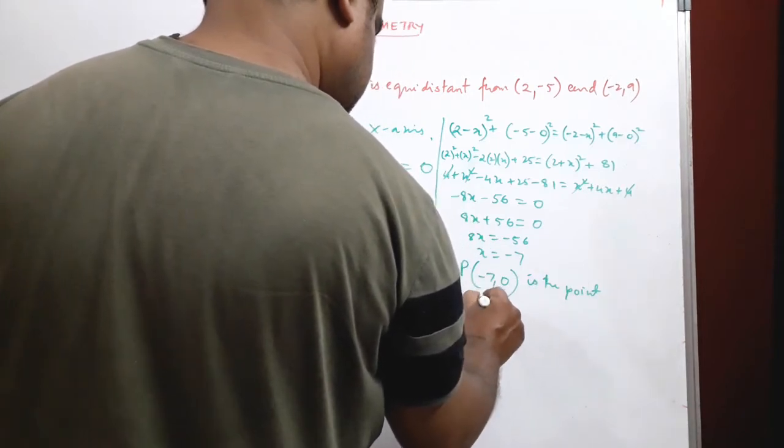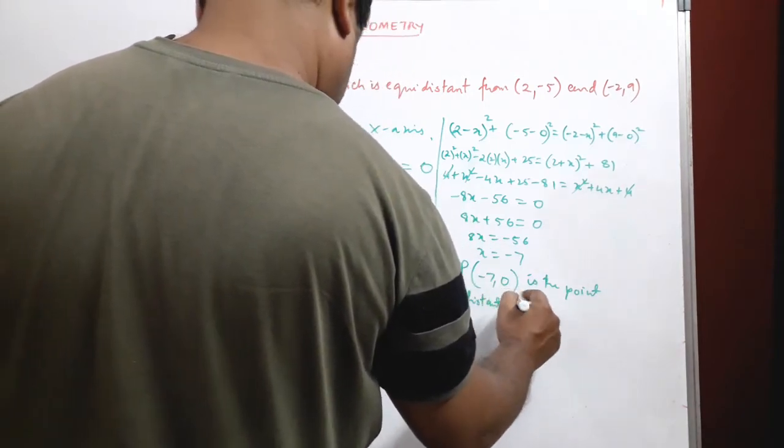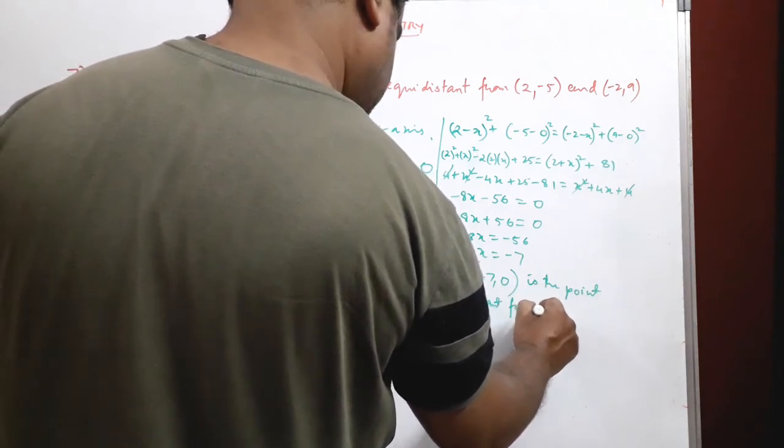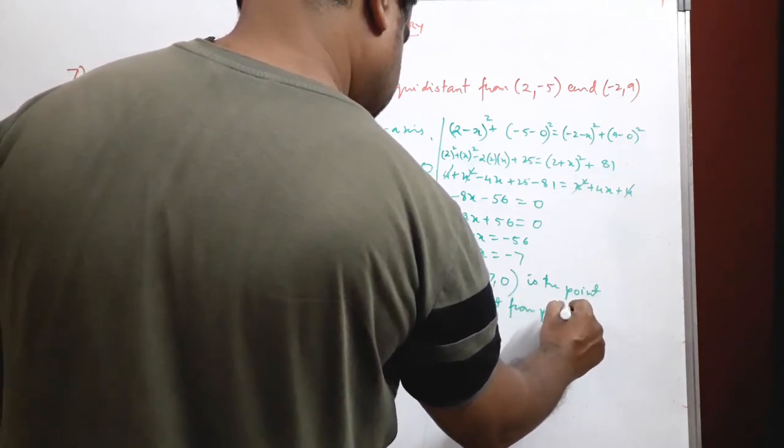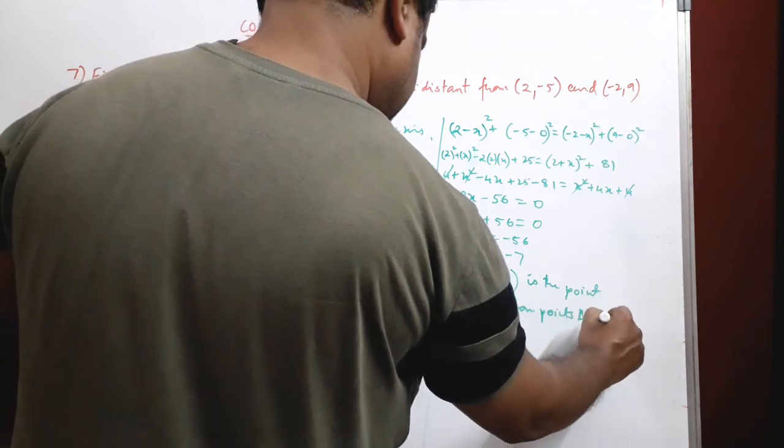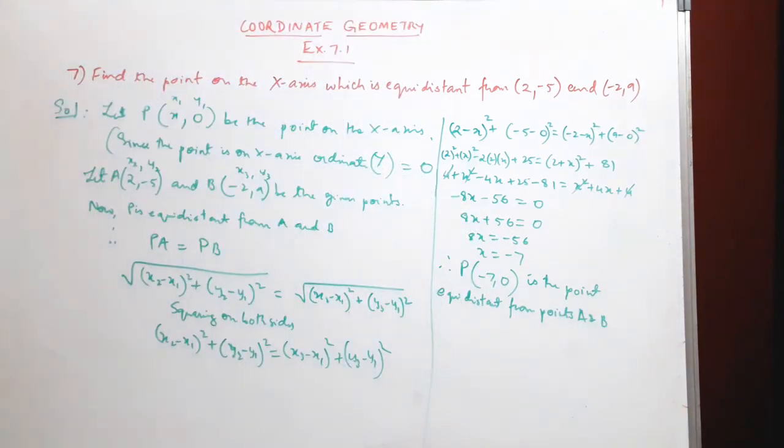you can say, equidistant from points A and B. That's how you solve this problem.